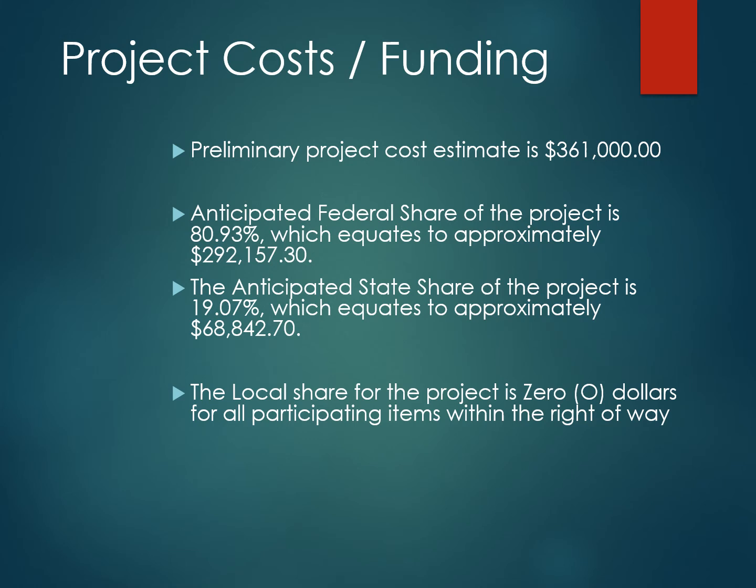The anticipated federal share of project funding for this project is 80.93%, which equates to approximately $292,157.30. The anticipated state share of funding for this project is anticipated at 19.07%, which equates to approximately $68,842.70. The local share of funding for this project will be $0.